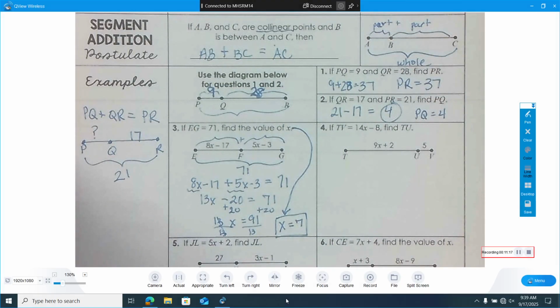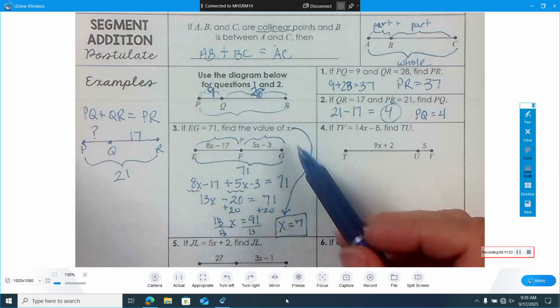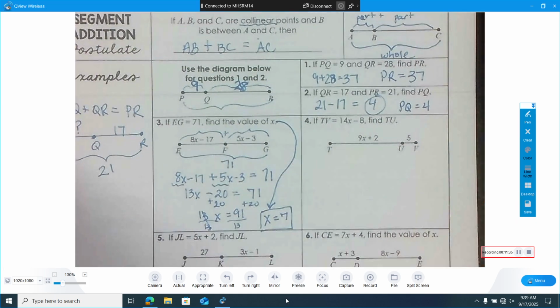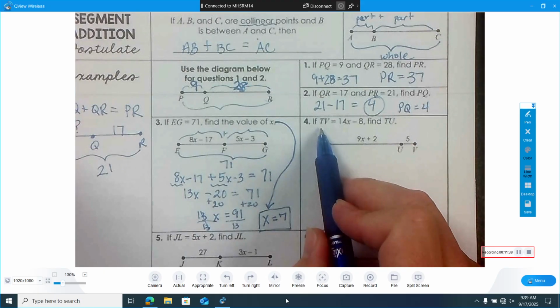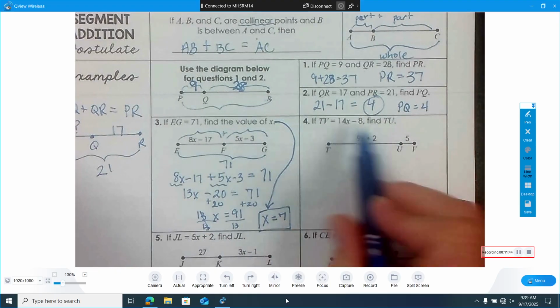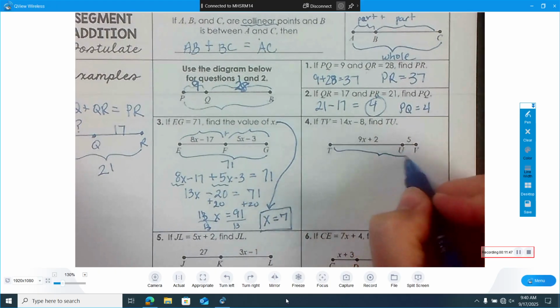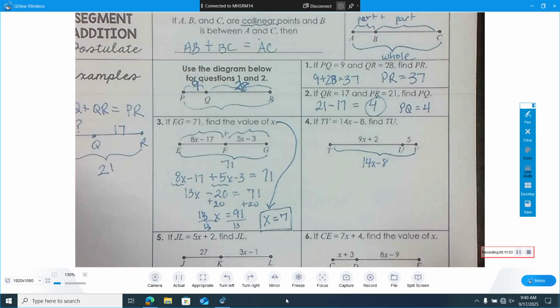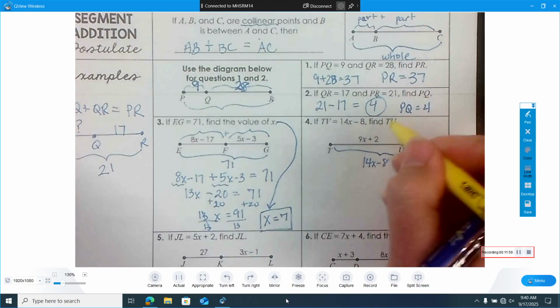The biggest problem with geometry is that you are awesome at solving for x, and sometimes our job is to solve for x. And if it says solve for x, you're done, because that's what we did. But more often than not, we have to go a step further, because here on number 4, they're telling us TV. What is TV? The full thing, the whole. The whole thing is 14x minus 8. And what is our job here? Find TU.